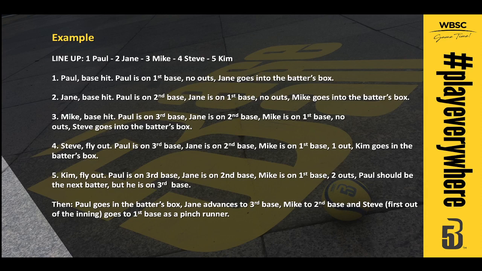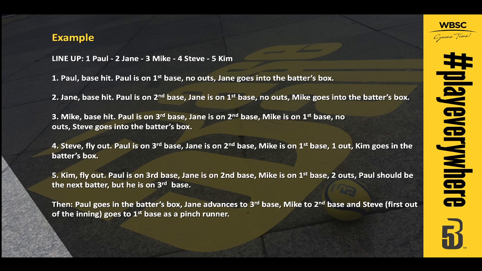Now I'm going to read this all the way through, and this is an example of an inning. It starts with Paul batting. Paul records a base hit, so he's on first base with no outs. Jane comes up to hit next. She records a base hit. That moves Paul to second base, and Jane is on first. There's still nobody out in the inning.